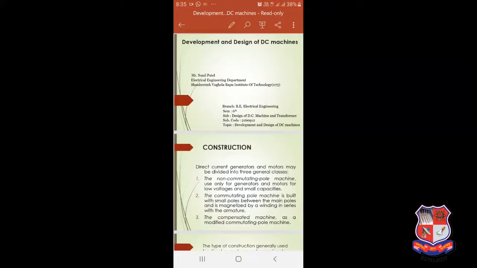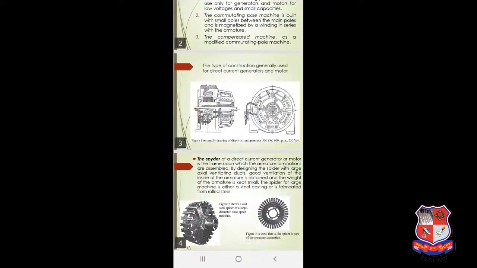The second is the commutating pole machine, which is built with small poles between the main poles and is magnetized by a winding in series with the armature. The third one is the compensated machine, a modified commutating pole machine. You can see here the type of construction generally used for a direct current generator or motor.